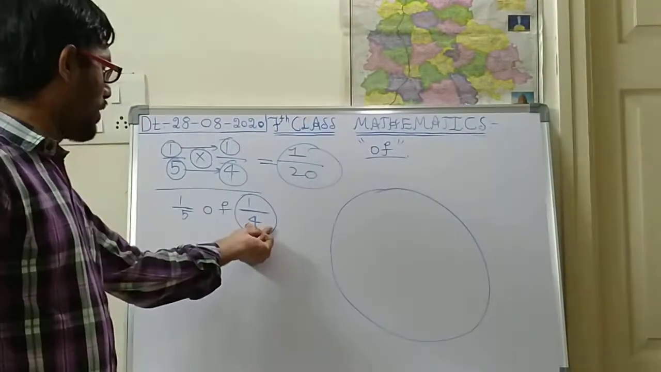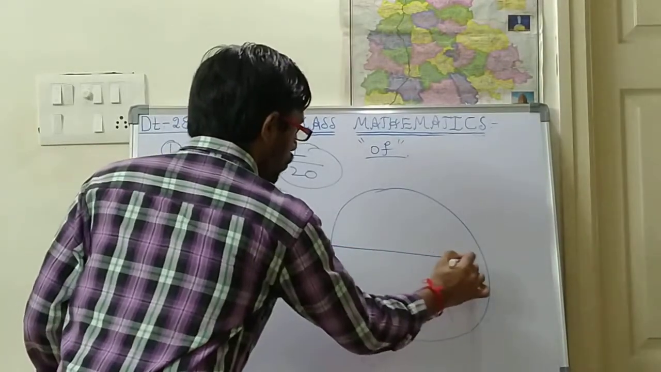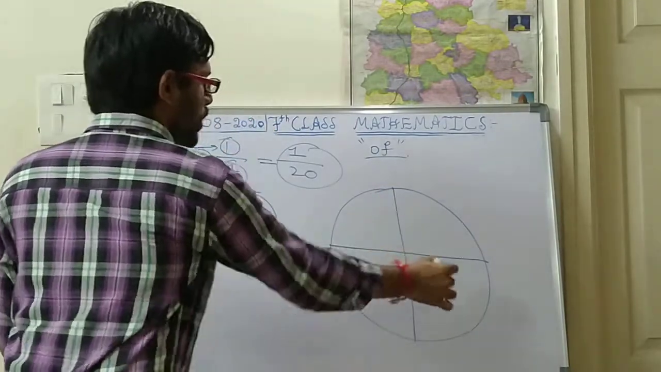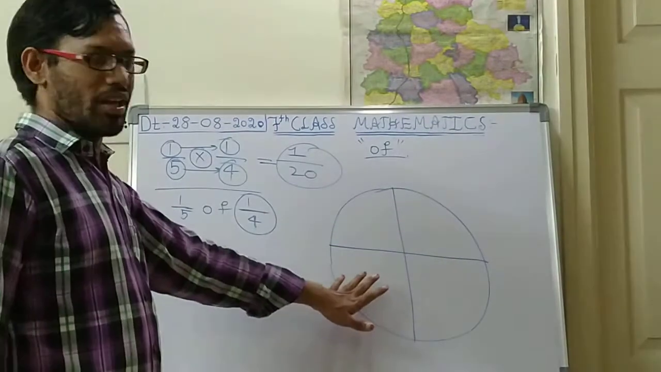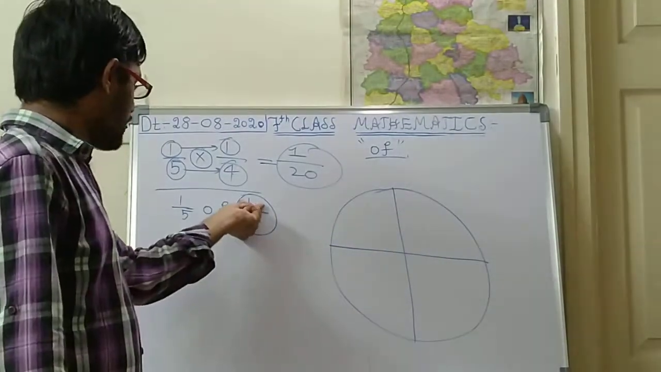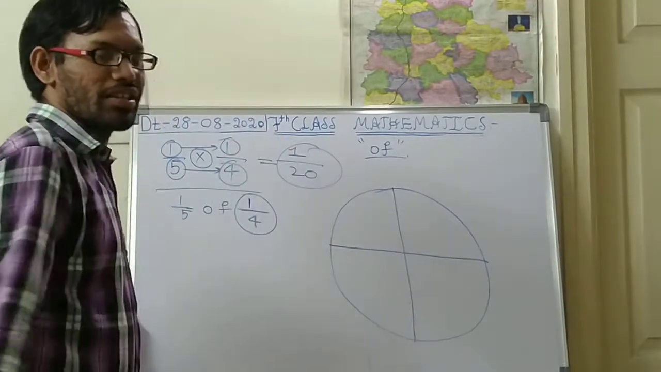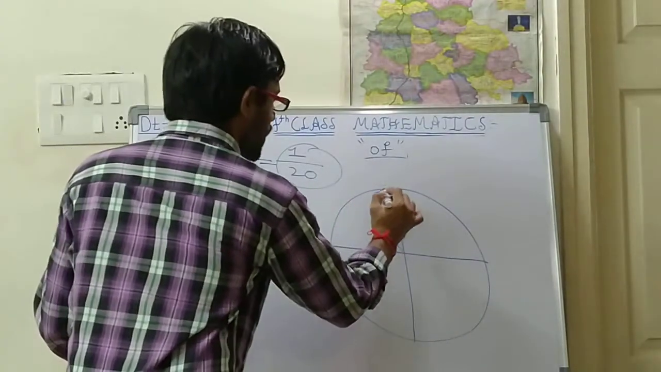In that circle, how many parts have I made? I have to make 4 parts. So 1, 2, 3, 4. 4 parts I have made. Okay. I think you have understood up to here very easily. So how many regions do I have to shade? The numerator is the number of shaded regions. So 1. One region I have to shade.